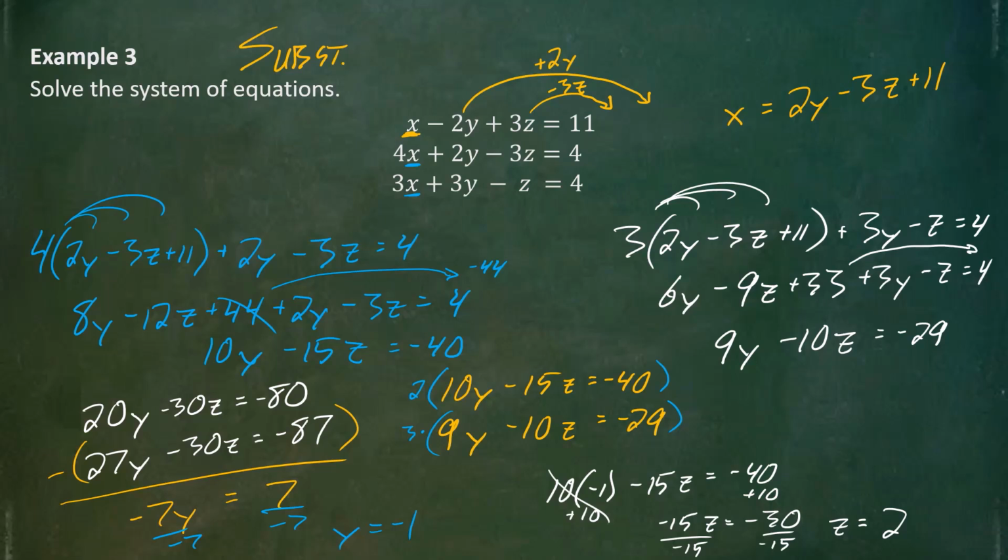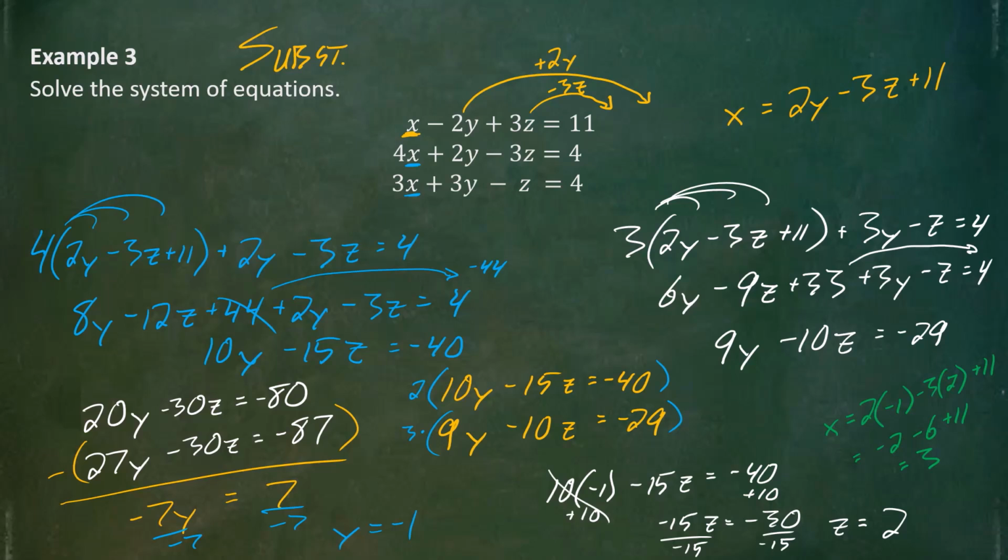Now what I can do is go back up to the x equals statement I had at the very beginning. That's now going to be x is equivalent to 2 times the y I found, which was negative 1, minus 3 times the z I found, which was 2, and then plus the 11. If I simplify that, I get negative 2 minus 6 plus 11. So that's a negative 8 plus 11, which is 3.